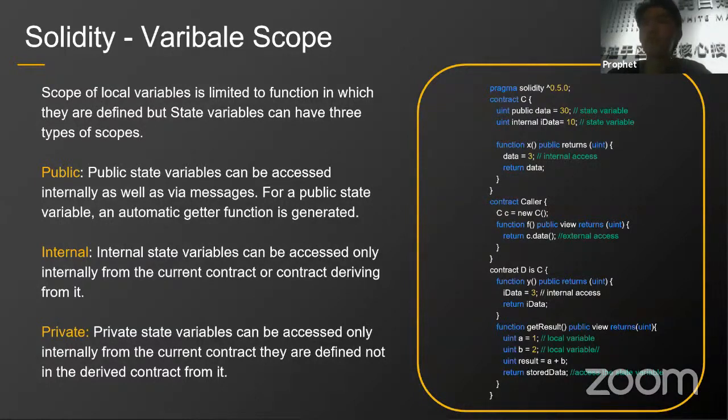This scope defines where you can use these variables. If you declare a variable as public, then you can use it in the contract or in other contracts. You can use it both ways. But if you use the internal scope, then you can only use it in the contract or its inheritance. If you use the private scope, then you can only use it in the current contract. So the variable scope influences the area where the variable can be used.